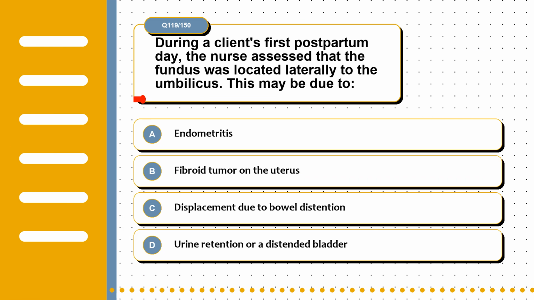Question 119. During a client's first postpartum day, the nurse assessed that the fundus was located laterally to the umbilicus. This may be due to, here are the options. Option A. Endometritis. Option B. Fibroid tumor on the uterus. Option C. Displacement due to bowel distension. Option D. Urine retention or a distended bladder.